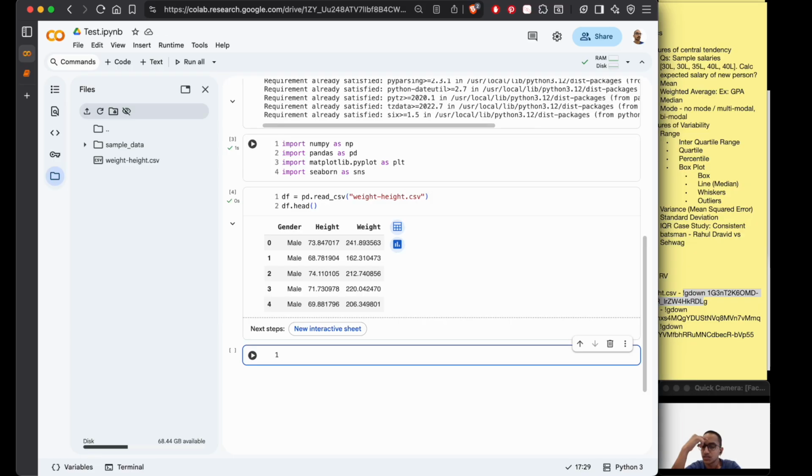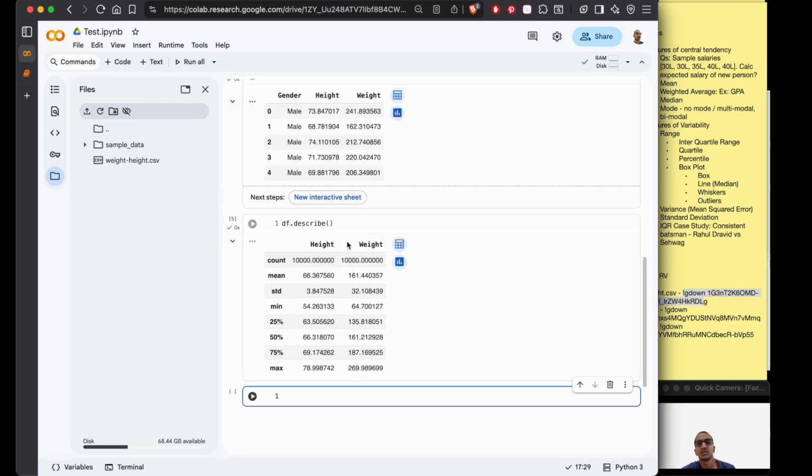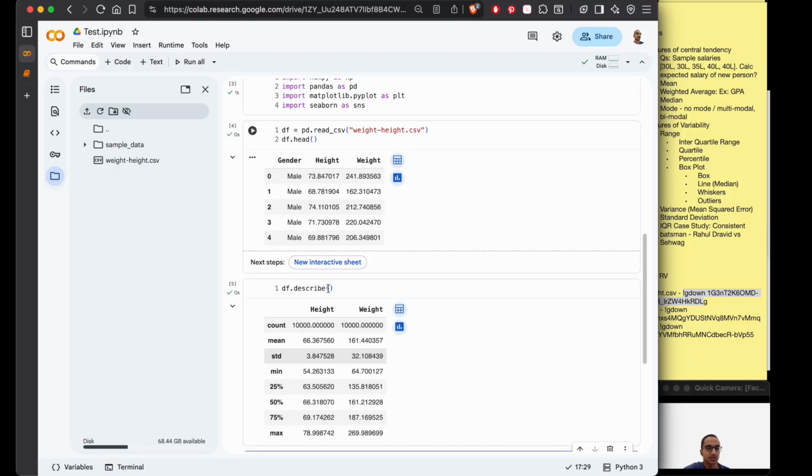Now let's look at the descriptive statistics. df.describe. So this describe method will conveniently give us all the descriptive stats, which is our mean. So we saw mean, right? We'll be looking at standard deviation anyway. We'll get the min, max, and we get the percentiles, right?